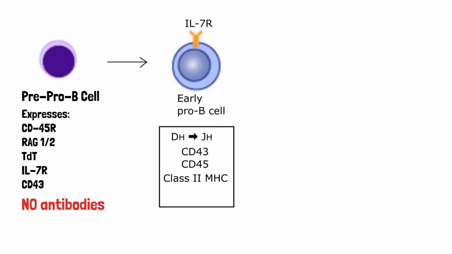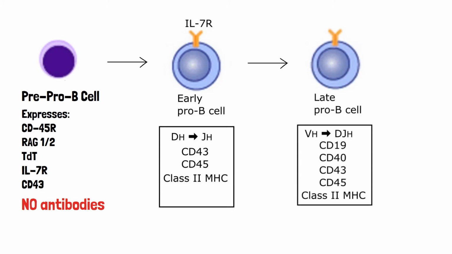The next stage is the early prob B cell. In this stage, DJ heavy chain recombination starts. The cell also starts expressing CD43 and CD45 and class II MHC. The big move here is the joining of the heavy D domain and the heavy J domain of the immunoglobulin. Once this happens, CD19 and CD40 are expressed, and the heavy V domain is joined to the developing immunoglobulin.